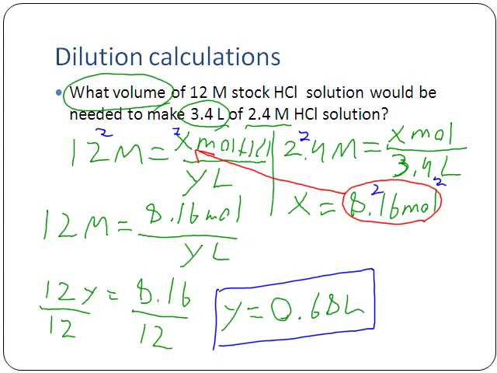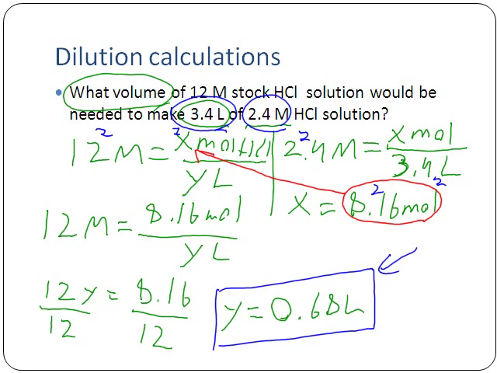So I have 0.68 liters of my 12 molar stock solution that I would need to create 3.4 liters of a 2.4 molar hydrochloric acid solution. If we're actually doing this, you take your 12 molar solution, pour out this 0.68 liters, and then add water until it gets up to the 3.4 liters that you're looking for. Once you did that, you'll end up with exactly a 2.4 molar hydrochloric acid solution. And that's how you basically work out a simple dilution problem.